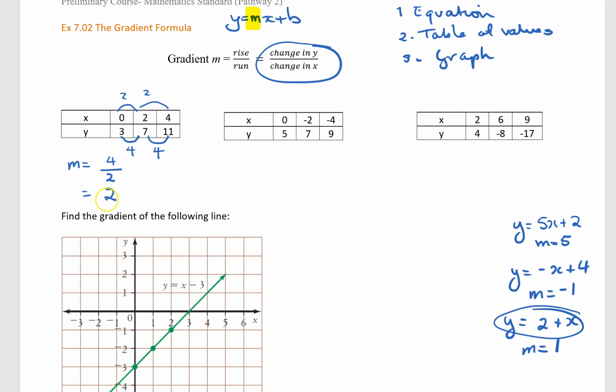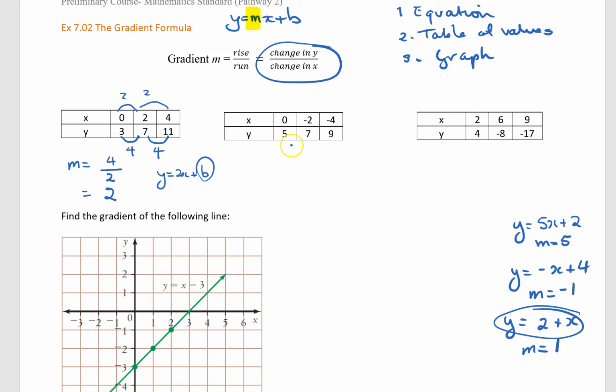The gradient is 2. We would know that we could write y equals 2x, and we would find our b value, which we'll focus on in a next exercise about y-intercept. We're focusing in this exercise just on the gradient.